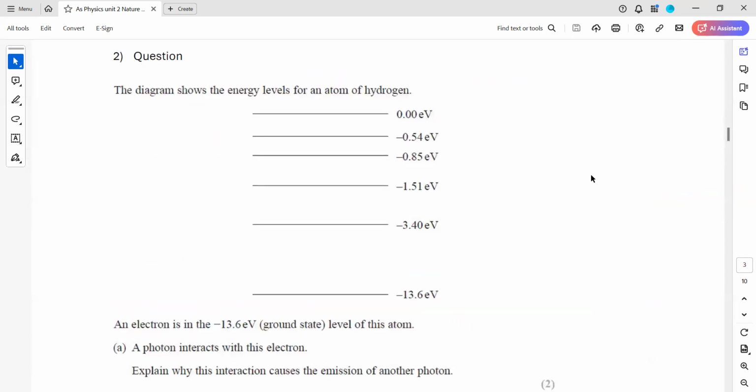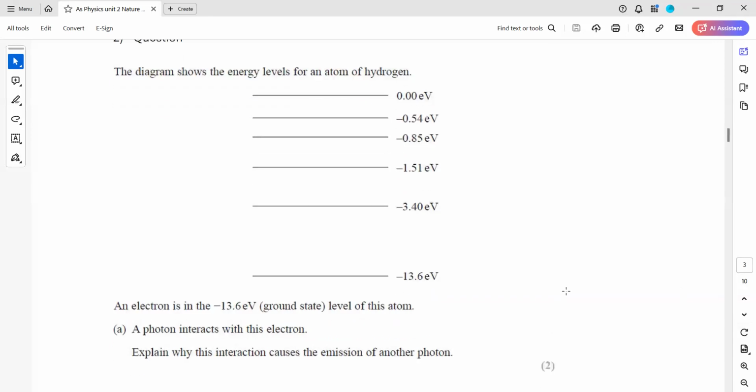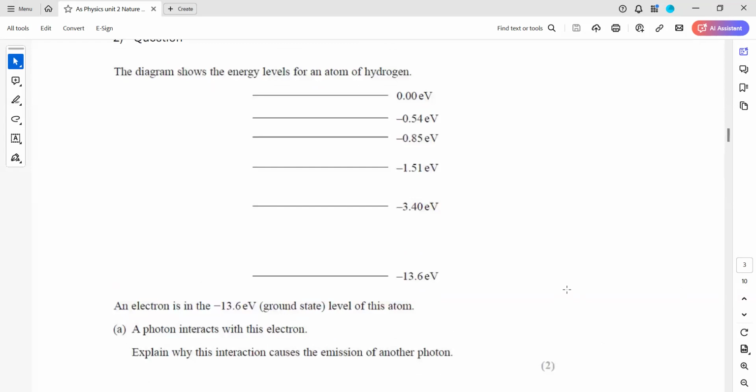Question 2: the diagram shows the energy levels of atoms of hydrogen. An electron is in the energy level of minus 13.6, the ground level. A photon interacts with the electron. Why does this interaction cause the emission of another photon? So the electron is there.